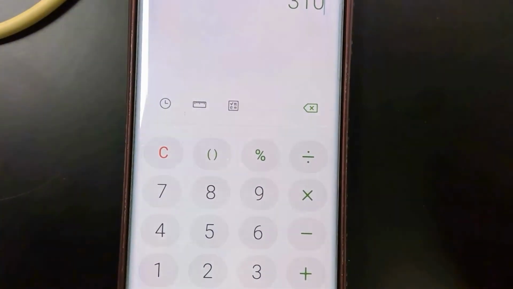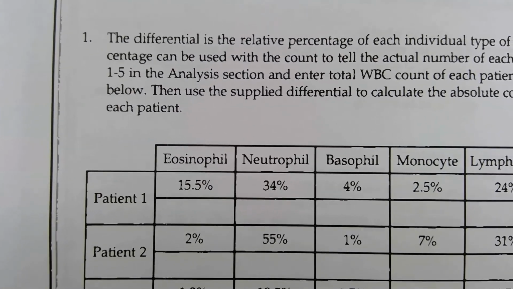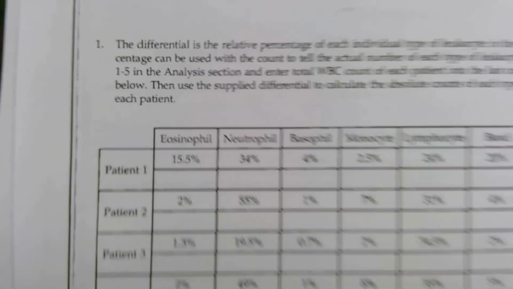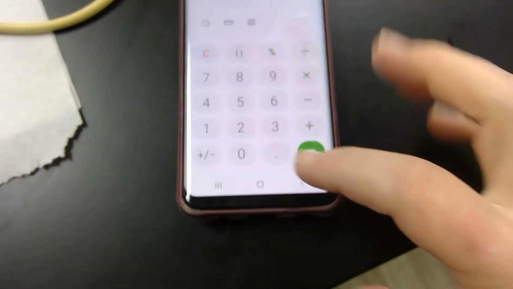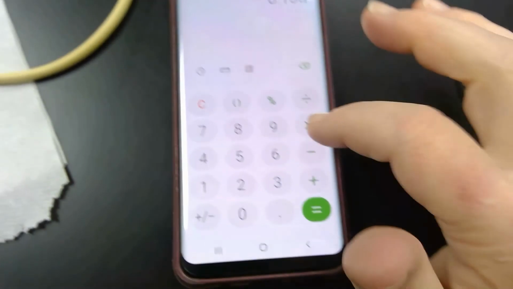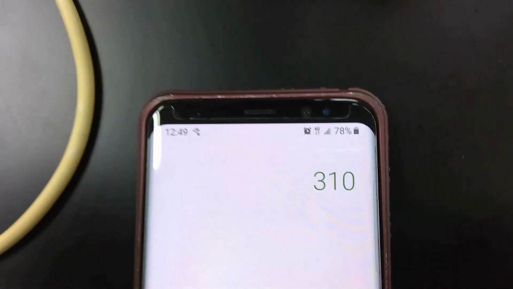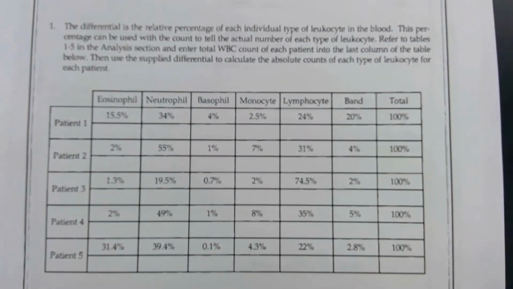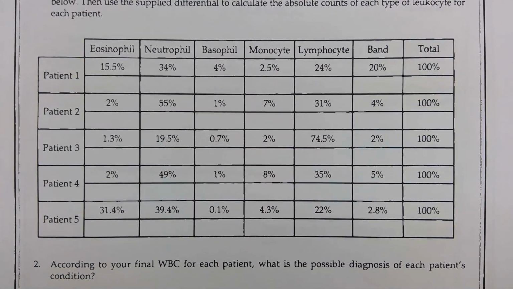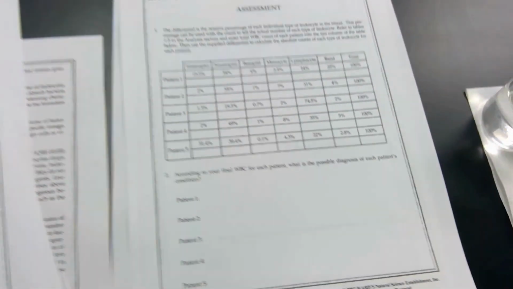If your calculator does not have that percent button, all you do is move the decimal place 2 places. So we have 15.5%. Well, if you move the decimal to the left 2 places, we would put 0.155. Then take that times 2,000. And again, we get 310 for the answer. So you go through and you fill in this whole chart doing that. Then once you have that chart filled in, you're ready to diagnose your patients.